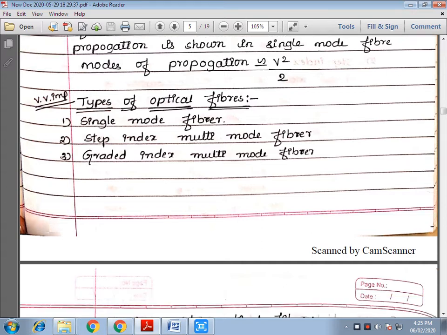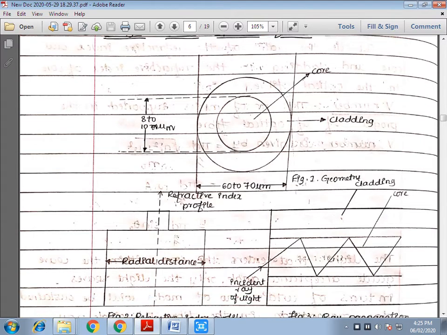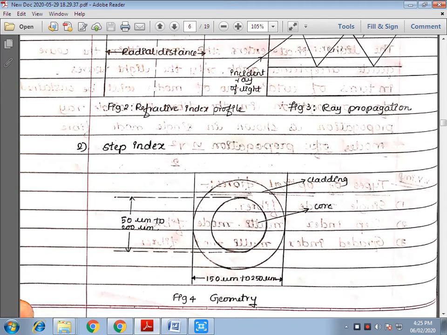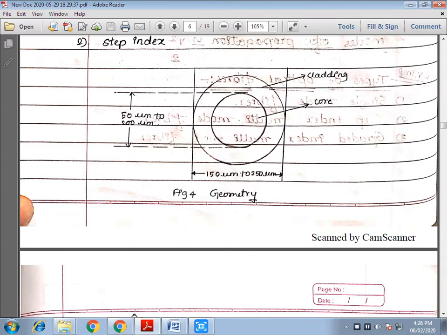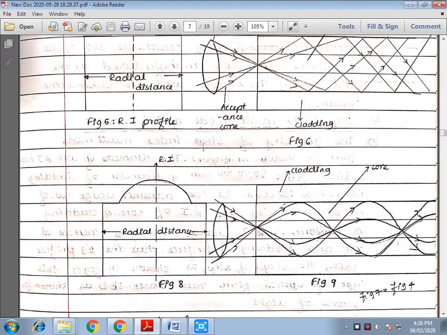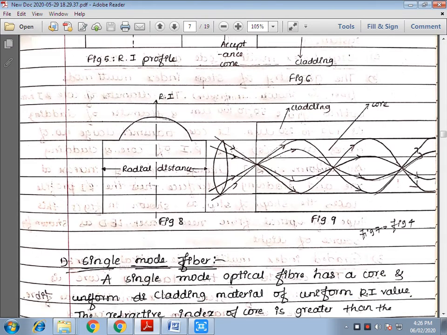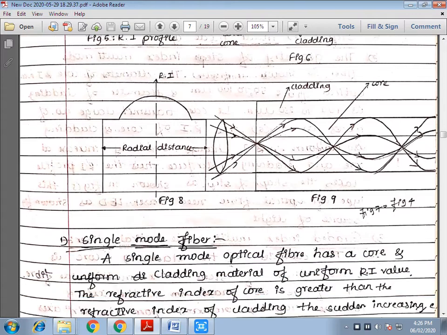multimode optical fiber. First one, single mode optical fiber. The diagrammatic representation of single mode optical fiber is the geometry of the optical fiber. This is the refractive index profile, and this is the ray propagation through the optical fiber. And this is the second one, step index multimode optical fiber. This is the geometry of the optical fiber, and this is the refractive index profile, and it is the propagation through the optical fiber. And it is the third one, the geometry of the optical fiber, the refractive index profile, and ray propagation through the optical fiber. Then, single mode optical fiber.